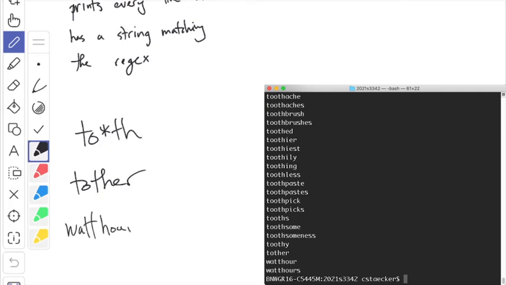W-A-T-T-H-O-U-R. Can anyone explain why that one is in there? If I'm watt hour, how does that match with TO star TH? Yeah. Because it's possible to have no O. Yeah, that takes 0 repetitions of the O. Remember, the star will allow for 0 or more repetitions of the previous thing. Yeah, excellent. So, watt hour takes 0 of the O's in there.